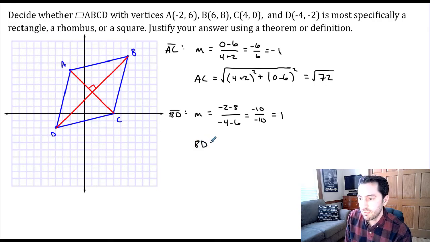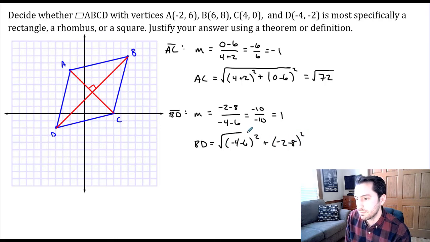So let's just do the same thing for BD. Subtract the x values, so -4 minus 6 squared. Subtract the y values, -2 minus 8 squared. And the square root of all of that. This is going to be -10 squared plus -10 squared, so that's 100 plus 100. So we end up with the square root of 200.